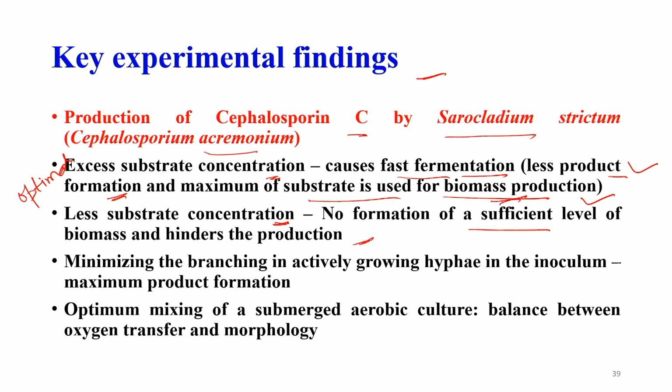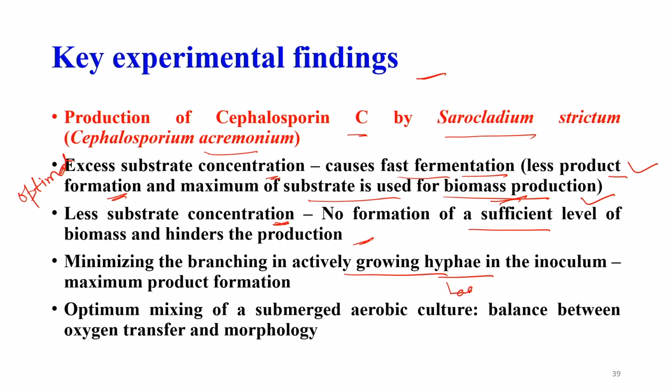The second observation was that product formation is maximized by minimizing the branching of actively growing hyphae in the inoculum. So, it is linked with the morphology of the strain. Further, it says a smaller degree of branching causes a longer lag time.